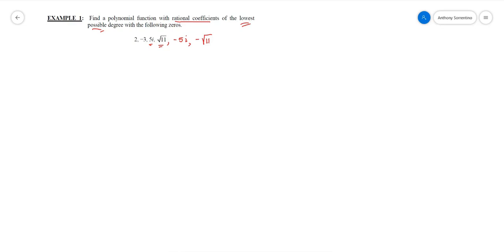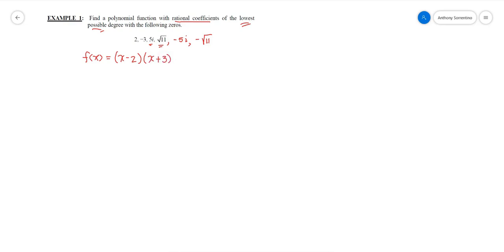So for it to be the lowest possible degree, I'm going to just assume that these are the only zeros, which means that this polynomial function, which I'm just going to call f of x, is going to have, well, since 2 is a 0, x minus 2 is a factor. Since -3 is a 0, x minus -3 would be a factor, which means x minus -3 becomes x plus 3.